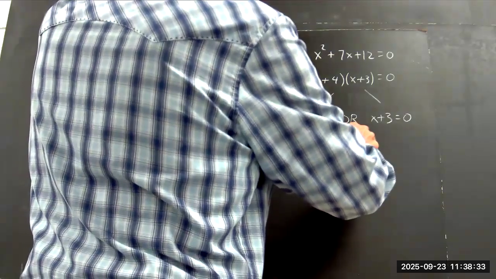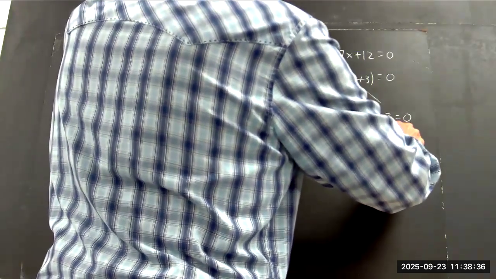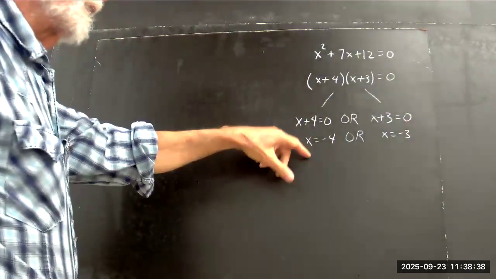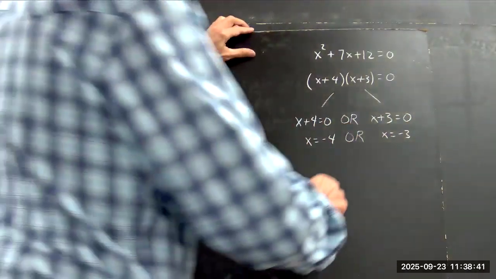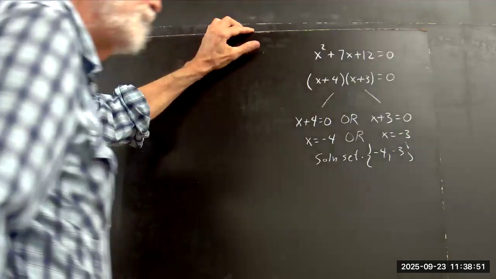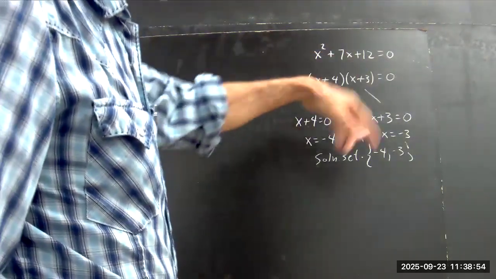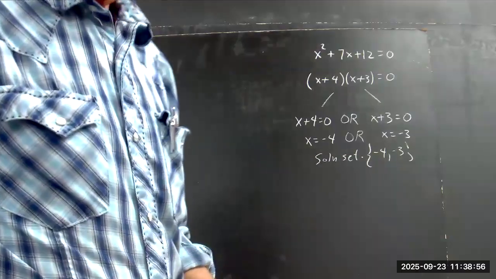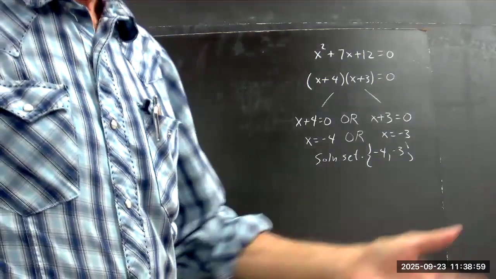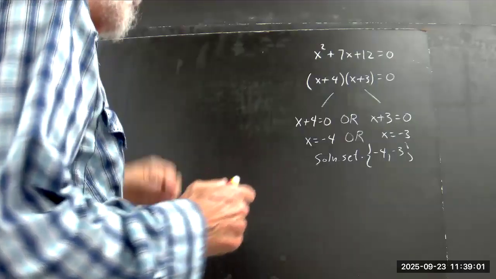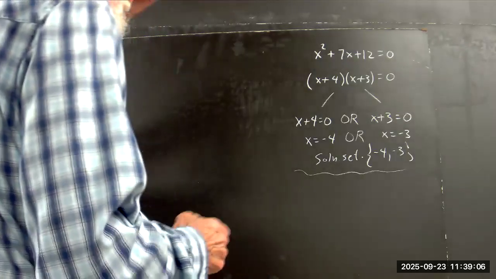And I'm not going to go through the steps of solving this. You get x equals -4 or x equals -3. And then you can write your solution set: -4, -3. You know that a graph of this function will go through the x-axis at x equals -4 and -3. I'll repeat that, but we haven't really gotten to that. It's an important idea.